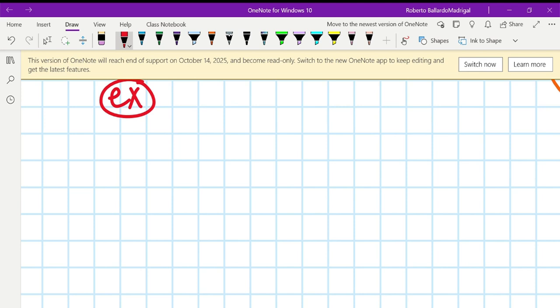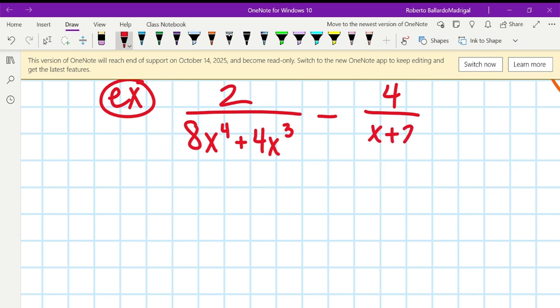Okay, write this down. 2 over 8x to the 4th plus 4x to the 3rd minus 4 over x plus 2. All right. See what you can do with this one. I'm going to give you guys 8 minutes. See if your team can solve this. Go ahead and get started.